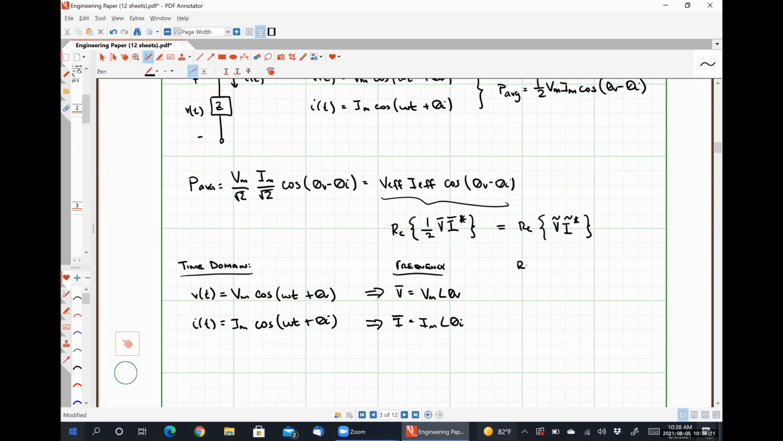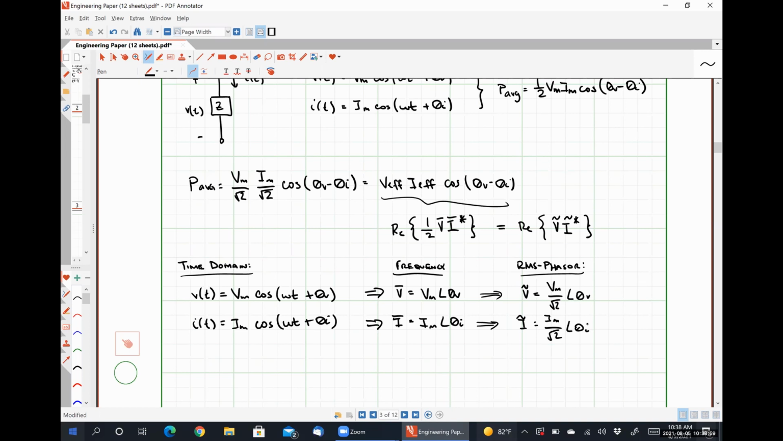And then finally over here, in what I'm going to call the RMS phasor domain, V RMS phasor is simply Vm divided by the square root of 2, angle theta v, and I RMS phasor is equal to Im over the square root of 2, angle theta I. Okay, so that's how we're converting from the time domain to the frequency domain, and then finally to the RMS phasor domain, where we'll be working for the next several days.